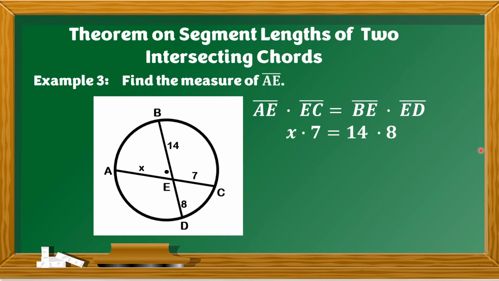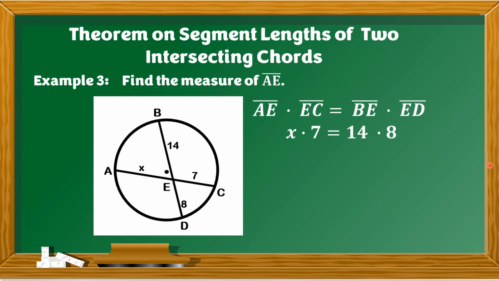Next step is we will substitute the values of the line segments in the given equation. Line segment AE is X. Line segment EC is 7. That is equal to line segment BE, which is 14, and line segment ED is equal to 8.